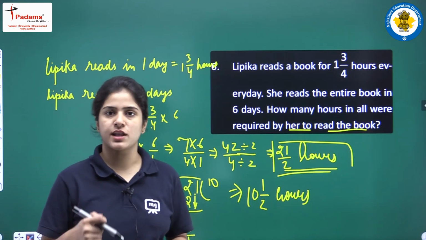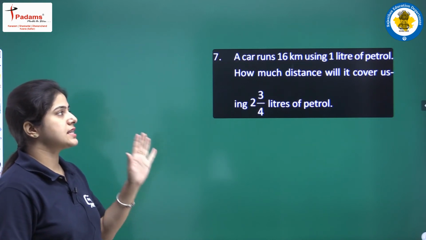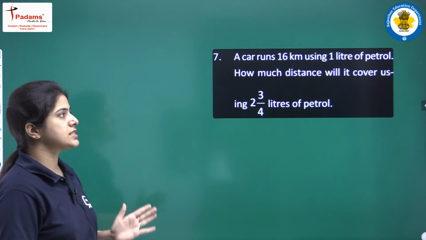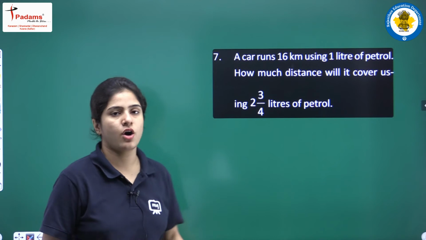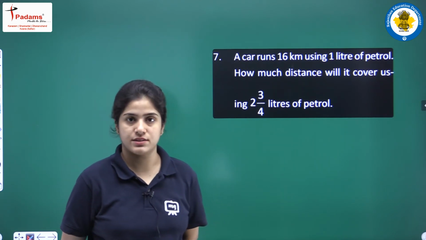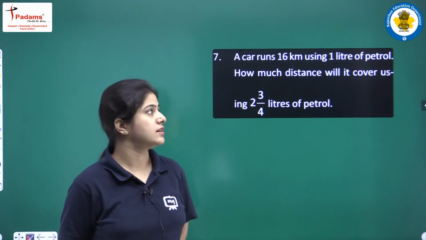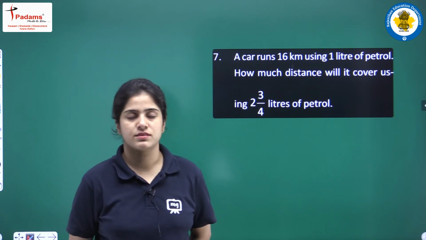Now we will see question number 7. A car runs 16 kilometers using 1 liter of petrol. How much distance will it cover using 3 upon 4 liters of petrol? If a car is traveling on 1 liter of petrol, then how much distance is it covering? 16 kilometers.